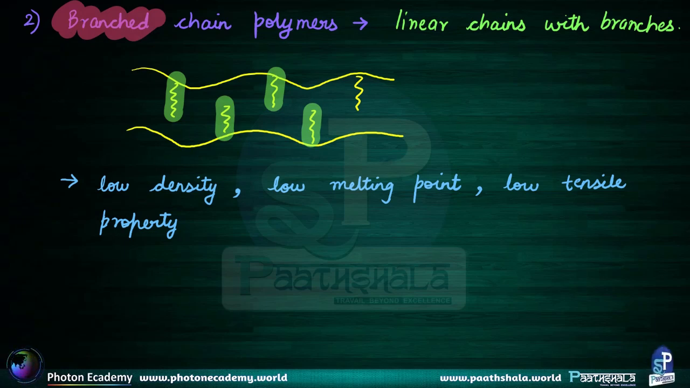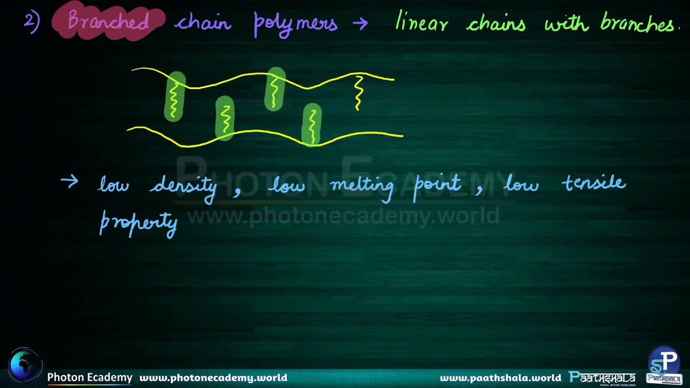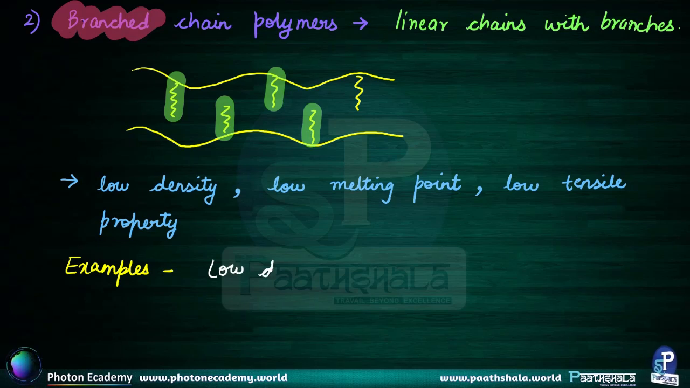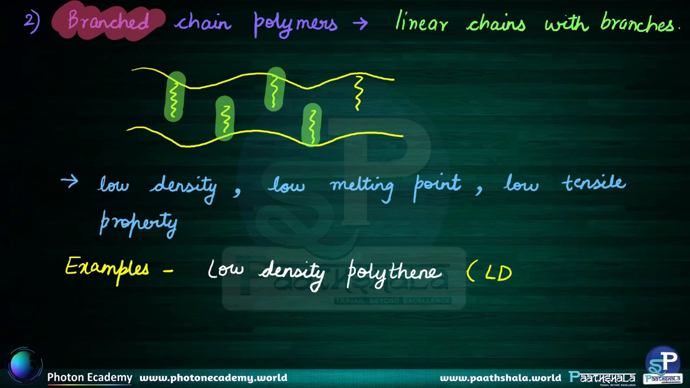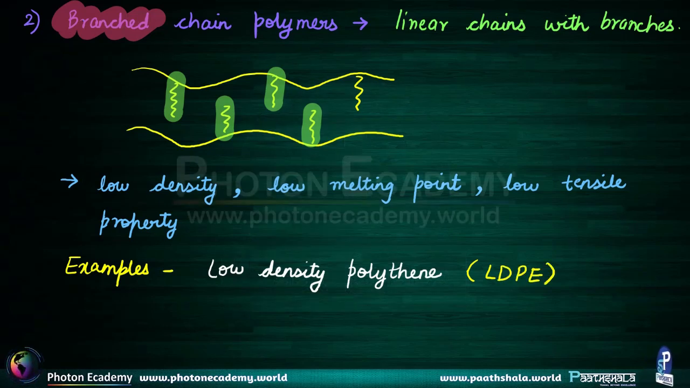Now, branch chain polymers are low density. We saw high density polythene as an example of linear polymers. Here we have an example as low density polythene, which can be referred to as LDPE. Low density polythene is an example of branch chain polymers, and therefore these are loosely packed, as you can see, because of their branches.